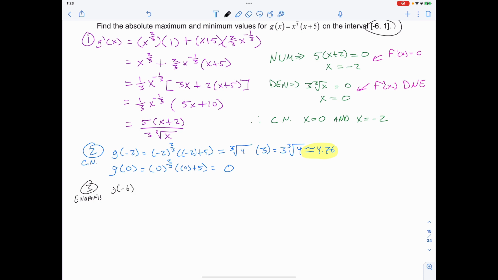G of -6 is equal to -6 to the power of 2 over 3 times -6 plus 5, which is going to give me the cube root of -6 squared is 36, and -6 plus 5 is going to be -1, which is going to be the negative cube root of 36, which is approximately -3.33.